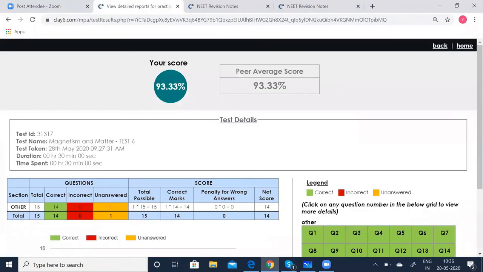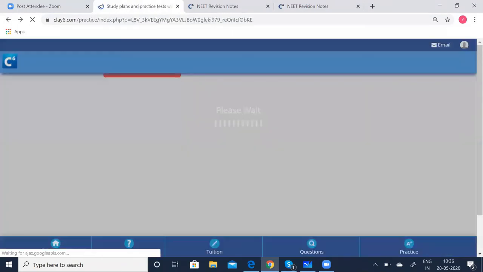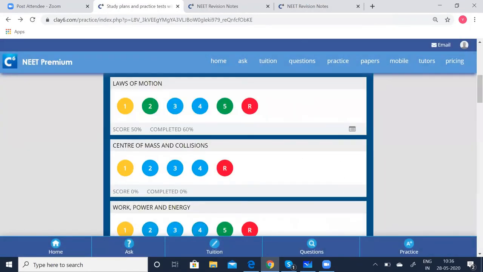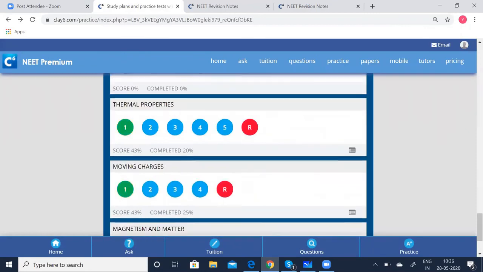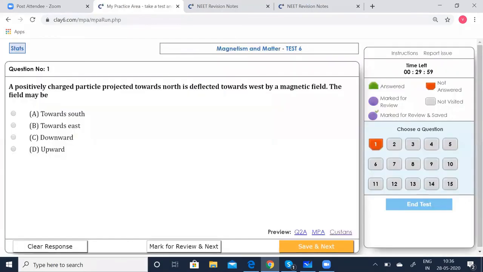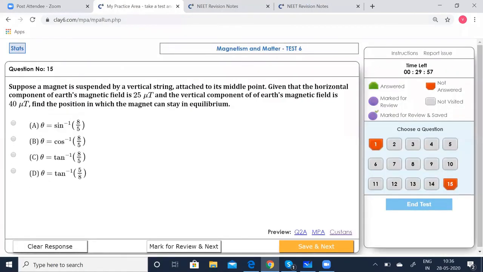Oh, children, just wait. Let me go to the last question. The time was up, so that is why. So you have a time limit for this, children, so that is why it got over. Yeah, we were doing the 15th one.